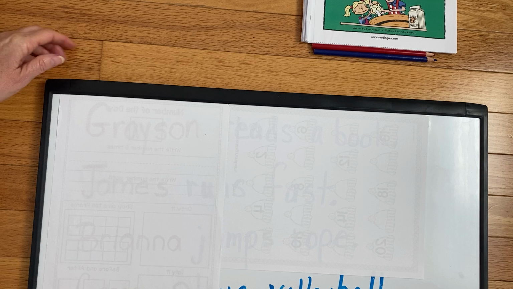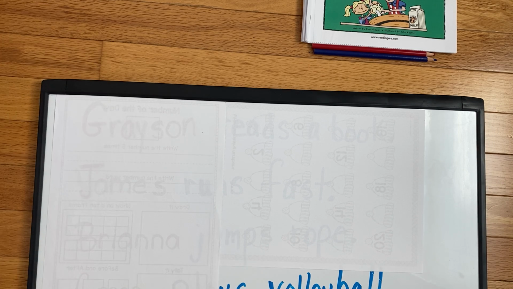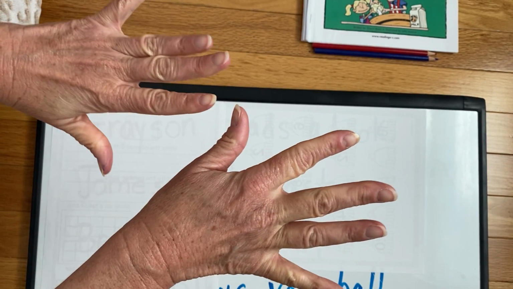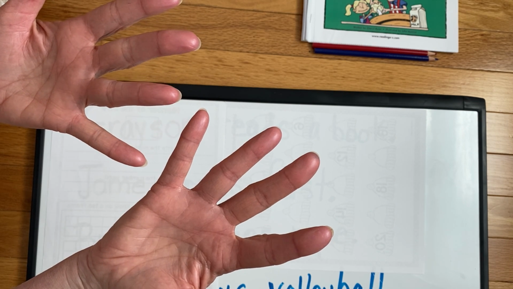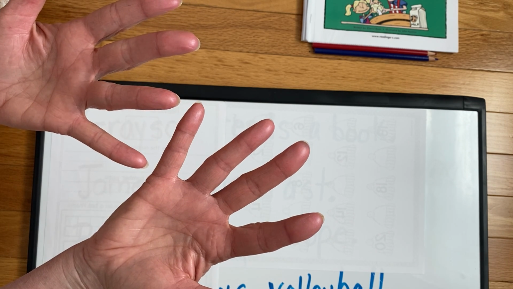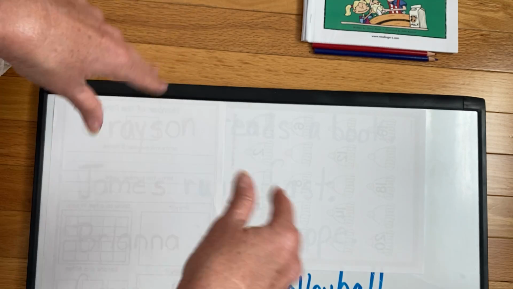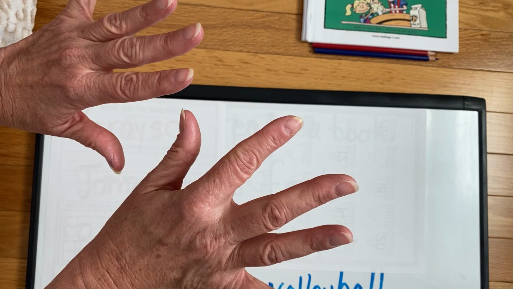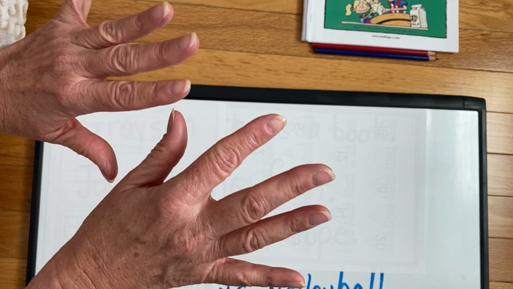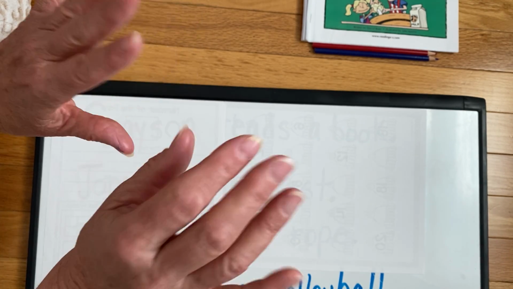Okay, so what I need you guys to do for me is I need you to put your hands out and I want you to open them up, because the first part of our lesson is going to be a lot of listening. So let's do our little poem to remind us of where our hands belong, okay?